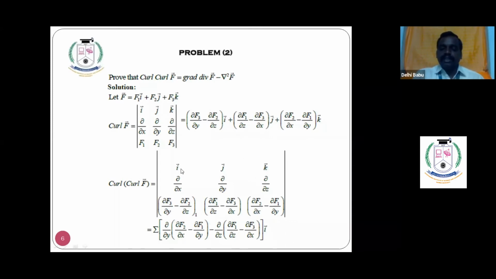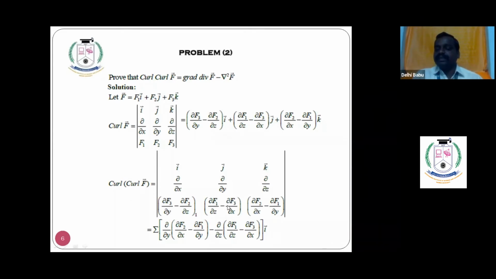So i vector into, omit the column and row. We have a 2 by 2 matrix. Expand this determinant: dou by dou y of dou f2 by dou x minus dou f1 by dou y, and then minus dou by dou z of this.